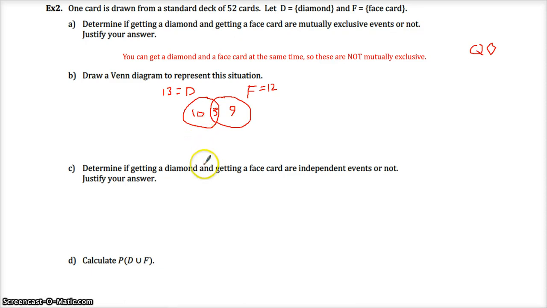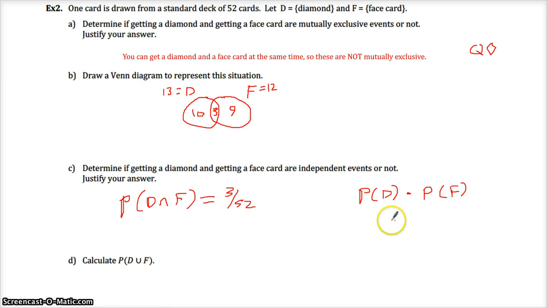Okay, so getting a diamond, we know this already. So probability of diamond and face card is 3 out of 52. The probability of diamond times the probability of face card, well, let's see what those are to see if it multiplies up and makes this. Probability of diamond is 1 out of 4, right? Because a quarter of the cards are diamonds. There's 13 out of 52. Probability of face card, we already figured out, was 12 out of 52. Guess what? 1/4 of 12 equals 3 out of 52.